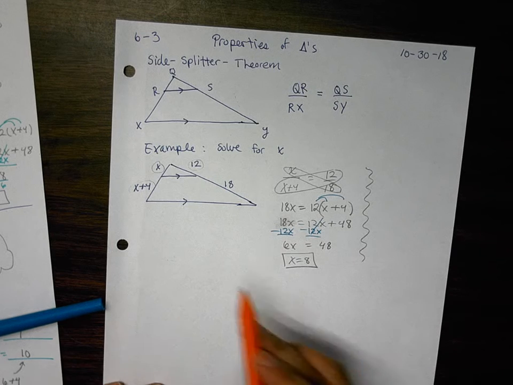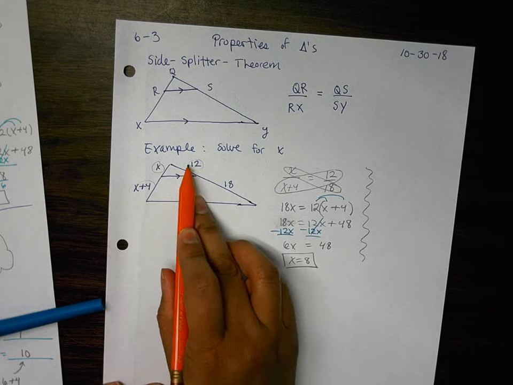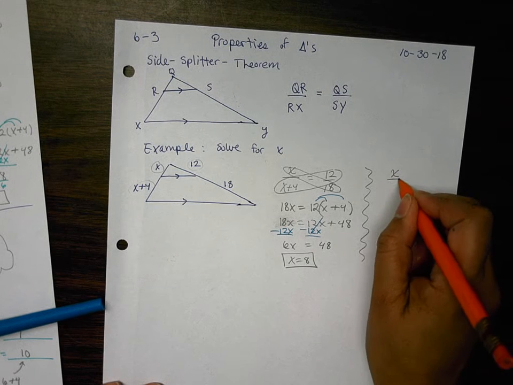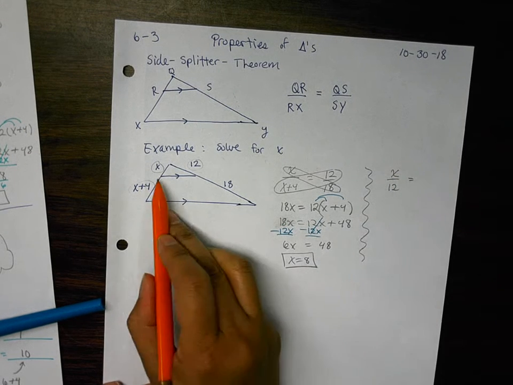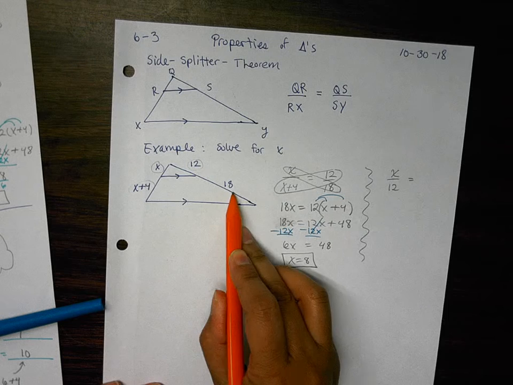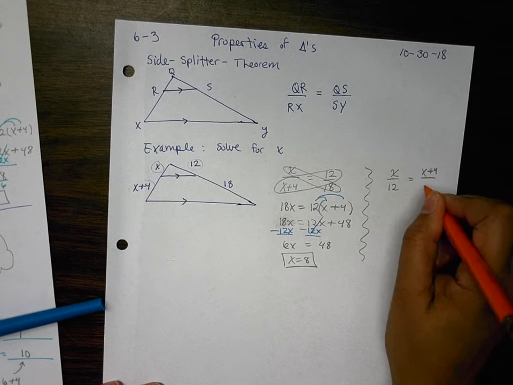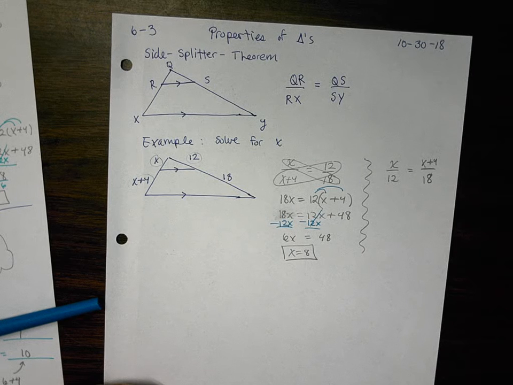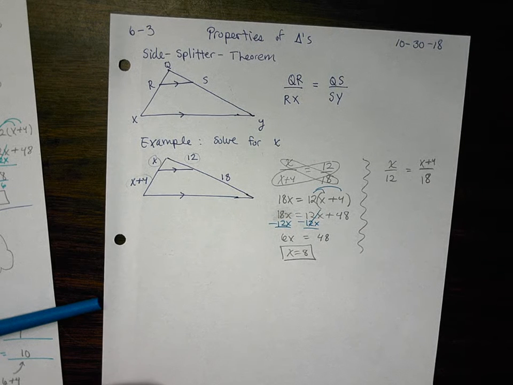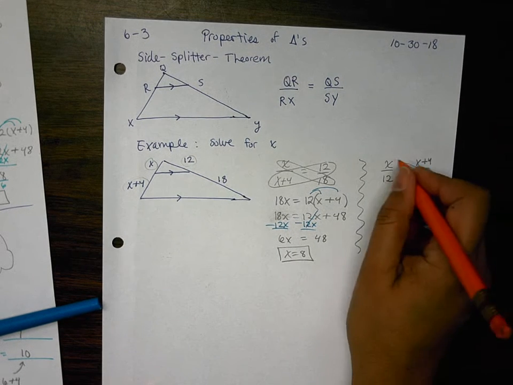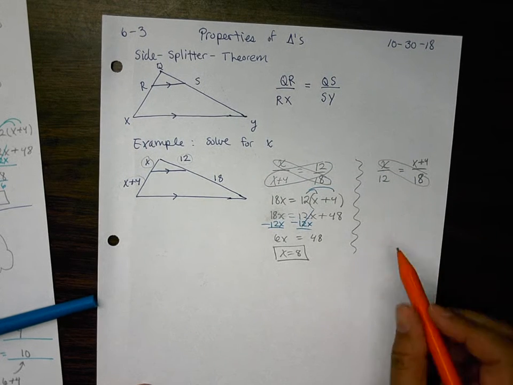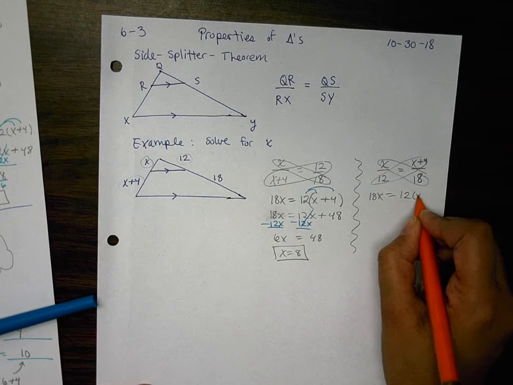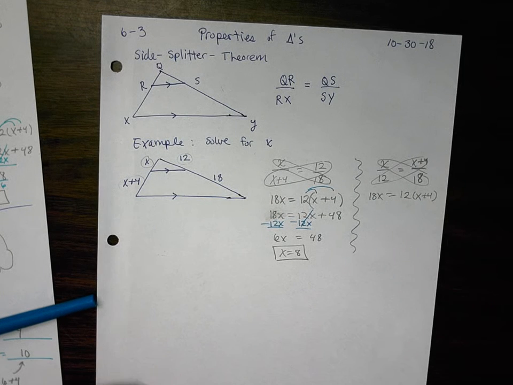Okay, a really quick side note. What if a kid, instead of doing left over left and right over right, did top, top, bottom, bottom? Let me show you what I mean. X over 12 equals X plus 4 over 18. Is that wrong or is that still okay? That's still okay. How can we tell? Cross multiply, what do I get? Equals 12 parentheses X plus 4. Does it come out to be the exact same thing? Yes.